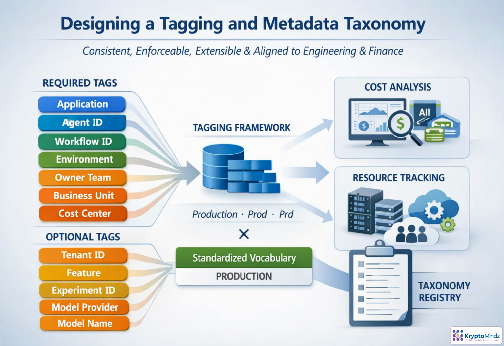A good tagging taxonomy turns raw AI usage into accountable cost data. Start with required tags that every request must carry: application, agent, workflow, environment, owner team, business unit, and cost center. Add optional tags when you need deeper slicing, such as tenant, feature, experiment, provider, model, or evaluation run. Standardization is critical. If one system says prod, another says production, and another says pair D, reporting breaks. Use controlled vocabularies, validate tags at ingestion, and maintain a registry that defines each tag, its owner, valid values, and examples. That is what makes cost analysis trustworthy.